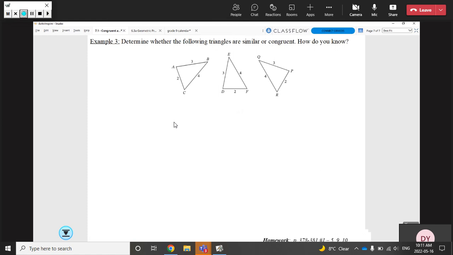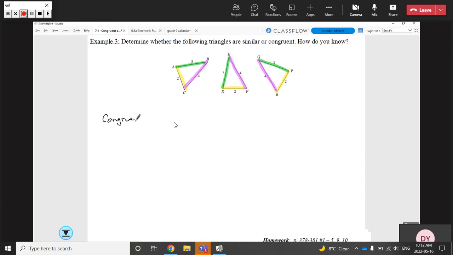Okay. Are these triangles similar or congruent? And how would you know? What do you think? If I look at all three of these, I go, okay, this one has a 2, this one has a 2, this one has a 2. Okay, they all have a 2. How about a 3? 3, 3. And how about a 4? Yes, a 4 and a 4. So because all of the side lengths are quite literally equal to one another, they have to be congruent.